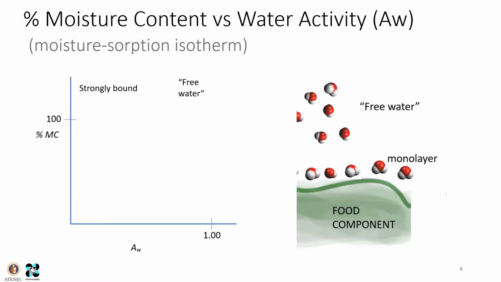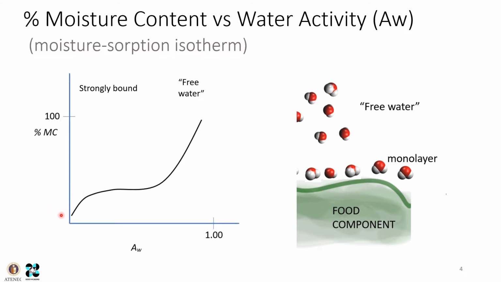This is just a simple slide trying to illustrate the difference between water activity and percent moisture. Basically, what is generally generated is a so-called moisture-sorption isotherm, which is the curve plotting the percent moisture versus water activity. Notice that it's not a linear correlation. So you cannot predict water activity directly from percent moisture because the curve is not a straight line.